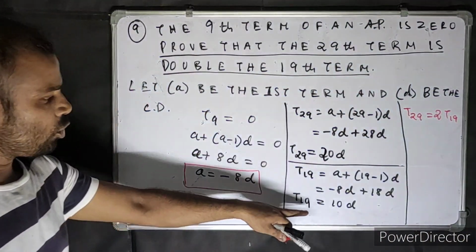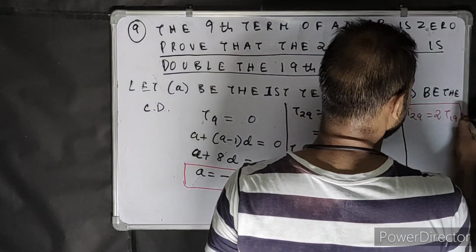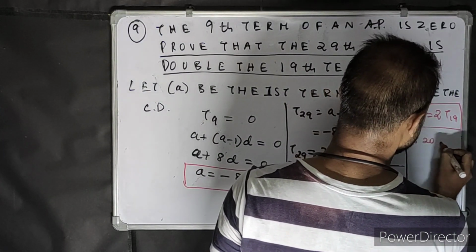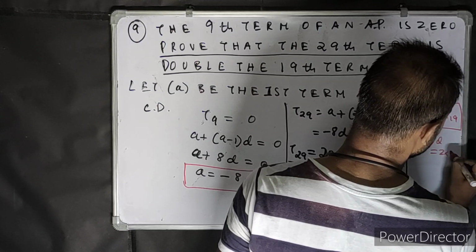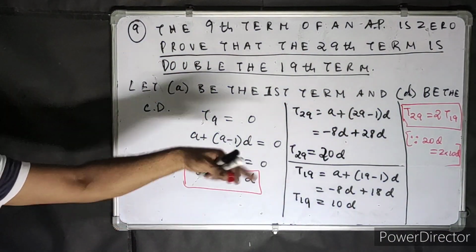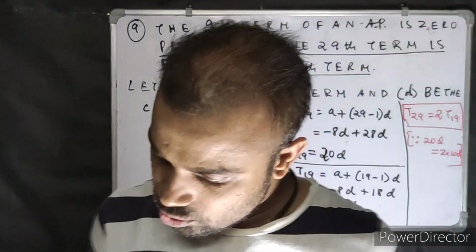See, if you do 2 into 10d, that's 20d. So this is proved. And you can write here, since 20d is equal to 2 into 10d. Alright, you can write that. That's it. Your answer is over. Question number 9 is done, students.